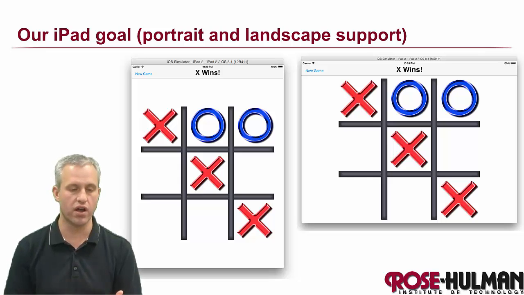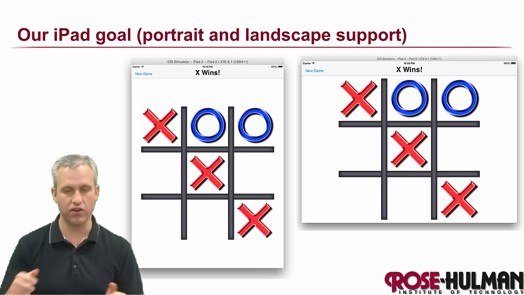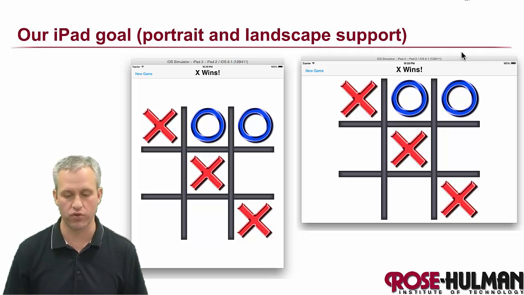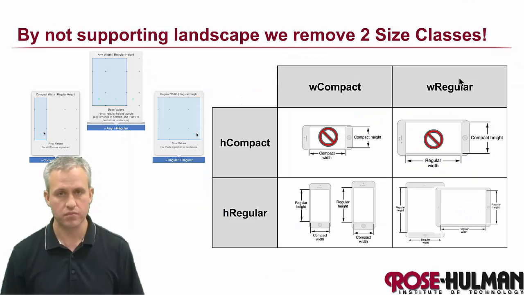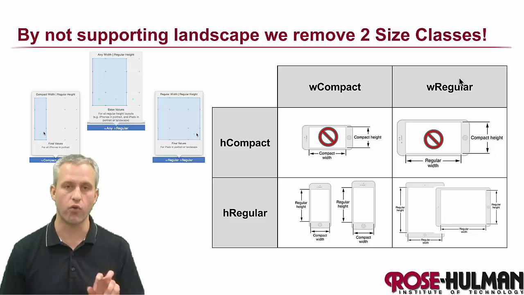What might you want to do on an iPhone? Really, it only really needs portrait. But on an iPad, you never know what holder somebody's got. It'd be nice to be able to support both landscape and portrait there. And to be honest, Apple encourages some of these same design patterns. So by making this choice to only support portrait on the iPhone, we've actually knocked out 2 of our 4 size classes, which makes our life a little easier, right?